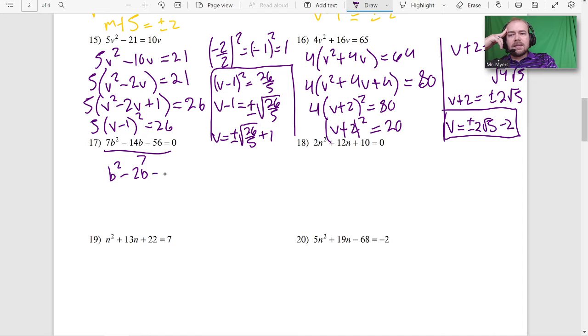56 over 7 is 8, is equal to 0. 0 over anything is 0. That makes our life quite a bit easier, doesn't it? Because now we don't have to deal with all of the stuff we just had to deal with on number 15 and 16. We couldn't do that on 15 and 16, though, because not everything in number 15 divided by 5. Not everything on number 16 divided by 2 or 4. But on number 17, everything divides by 7. So it makes our lives a little easier.